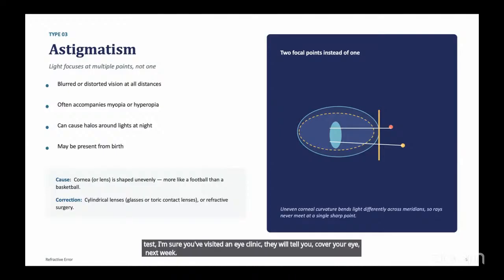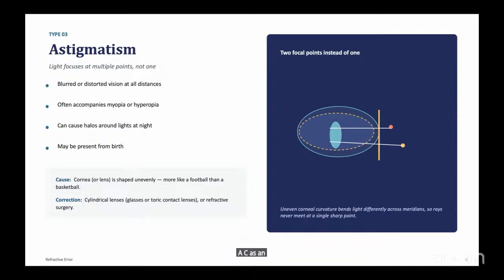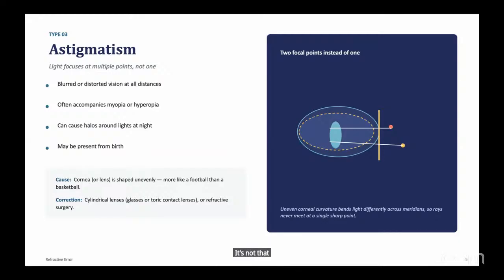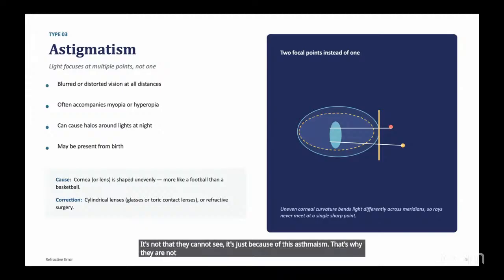They might be confusing very close letters. Like they might see a Z as an X, a C as an O. So those letters that look very similar, they might confuse the two. It's not that they cannot see, it's just because of this astigmatism. That's why they are not able to see that slight variation between the letters.